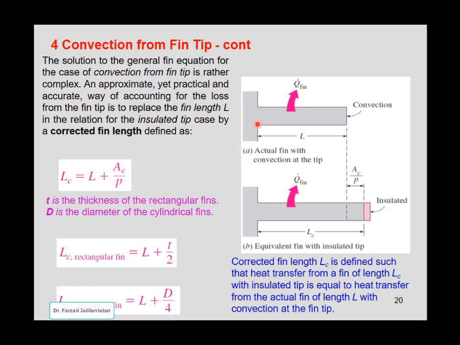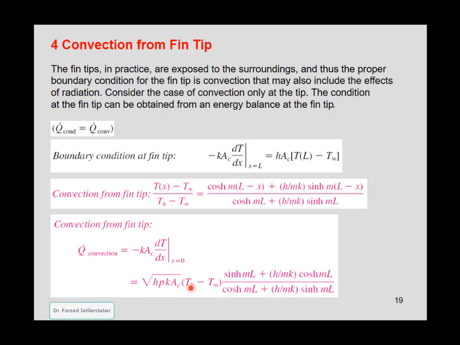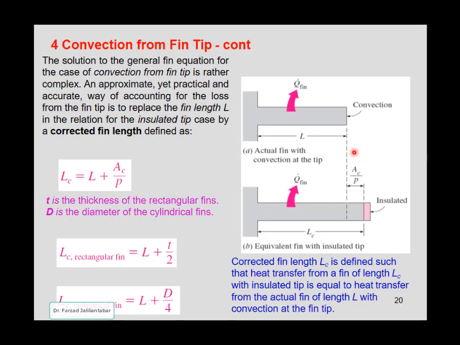In conclusion, according to the previous slide and the fourth boundary condition, we imagine we have convection at the tip of the fin, but it is not easy to calculate this convection, as you can see in this equation for the convection heat transfer from the tip of the fin. So we can imagine we have an extra length of fin with an insulated tip. Instead of considering the convection heat transfer from the fin tip, we can imagine an imaginary length of fin, as you can see here, to be substituted for the convection from the tip of the fin. Instead of the convection from the tip, we calculate the convection from the fin itself, not the tip.